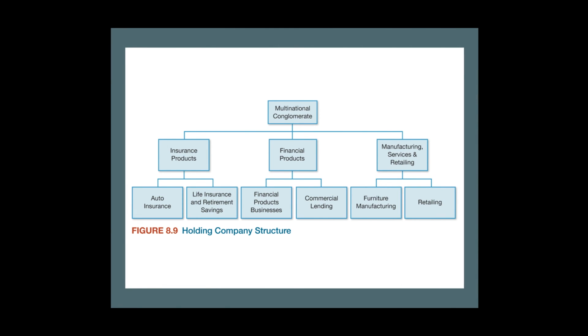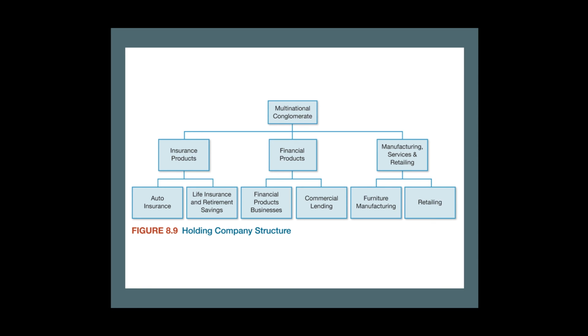Now, the last will be the holding company. We described this very, very briefly, the multinational conglomerate. And the multinational conglomerate, you can see here, a division based on their insurance products, a separate division based upon financial products, and a third division based upon manufacturing. And there are some very large holding companies in the world. One of them would be Samsung, another is Sony, another is General Electric. These are all conglomerates that have very, very different types of business units, all under the corporate umbrella.